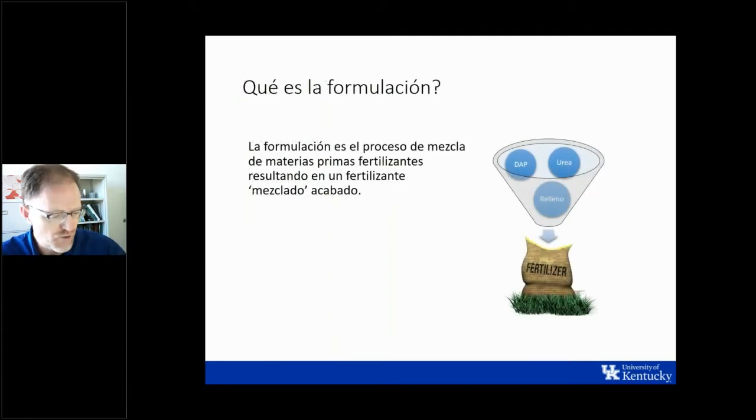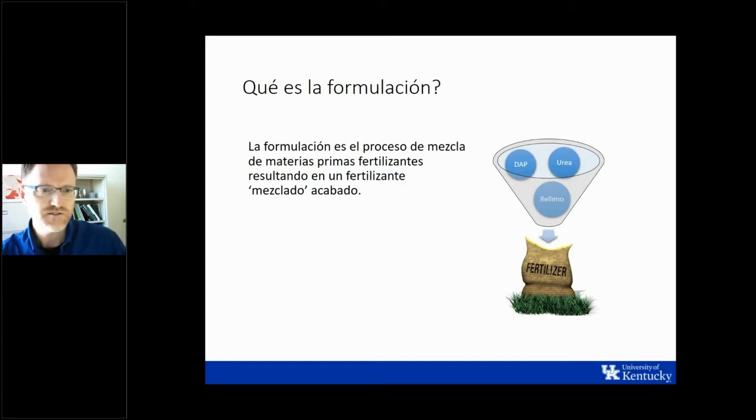So, what is a formulation? A formulation is the process of blending raw materials together that results in a finished blend. For those who aren't in the fertilizer business, when you receive a fertilizer, it's going to have a formulation number on the fertilizer bag. That's the result of numerous components in that fertilizer that have been individually blended together. For example, in this slide, we see DAP, which is diammonium phosphate, and we see urea, and then we see filler, and all 3 of these are blended together to come up with one final product that the consumer on their end would apply.